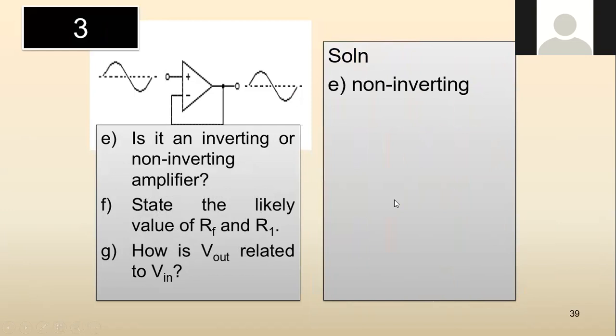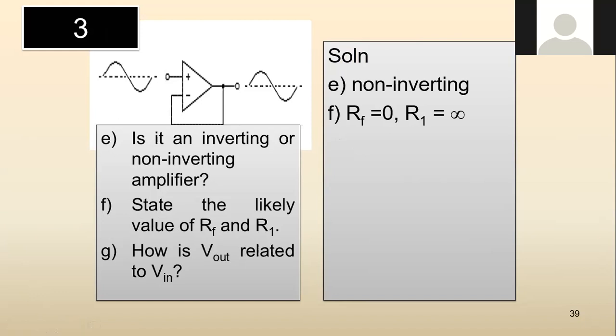And state the likely value of R1 and RF. RF is here. Right? RF is here. So RF is likely to be 0, a short circuit, if you like. And R1 is likely to be infinite. Then we look into that in a while.